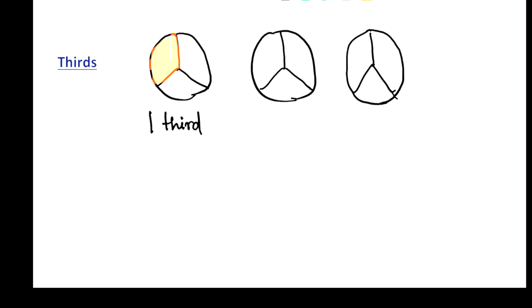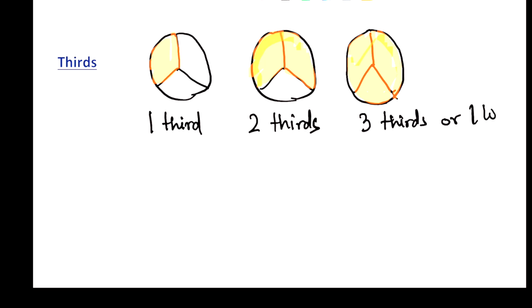Second one, I'm shading two parts actually. I can say I shaded 2/3. Third one, I'm shading all three parts. I can say I shaded 3/3 or one whole.